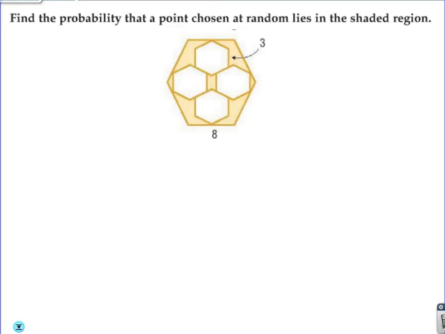Last problem. Now this one, this is a doozy. Find the probability that a point chosen at random lies in a shaded region. First step, let's find the area of the whole region. This is going to kind of bring everything back together that we've done in this chapter.